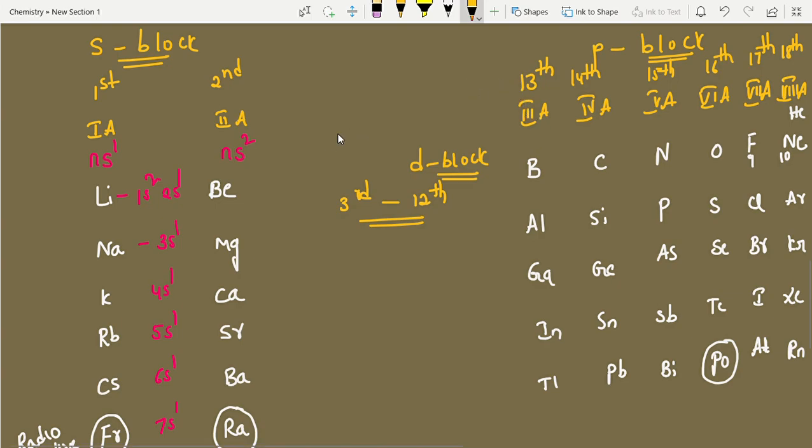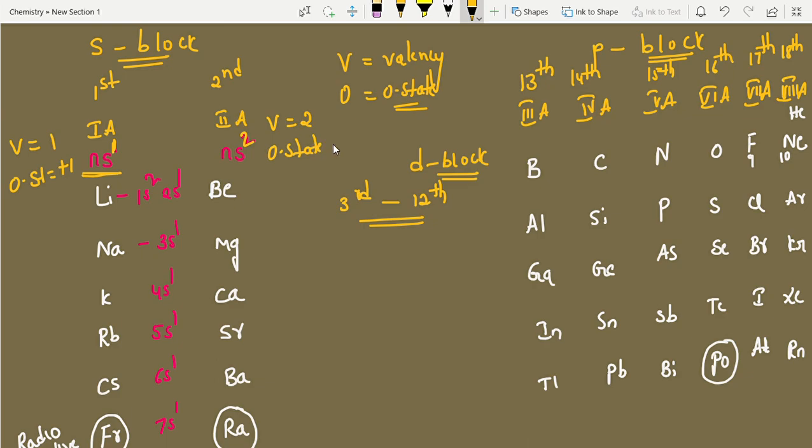Here, what did I say? The ns1 electronic configuration. Its valency is V, where V is nothing but valency and O is nothing but oxidation state. I can mention it like this. Valency equals 1, oxidation state equals +1. Here the second A group elements are very easy. Valency is 2. Valence electrons how many? 2. That's it, 2. Oxidation state equals +2.